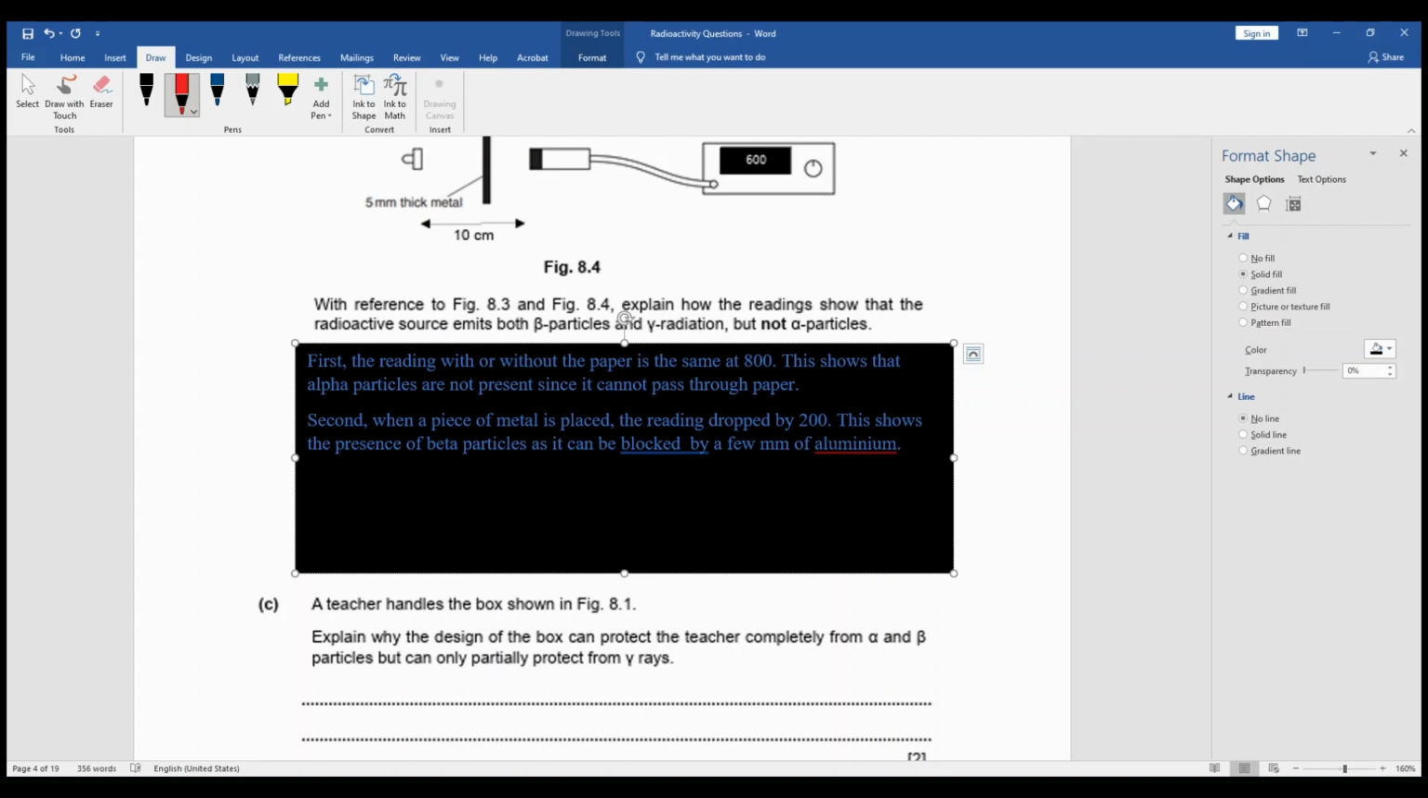Lastly, next, third. Okay, the count rate of 600 indicates the presence of gamma as it can pass through.